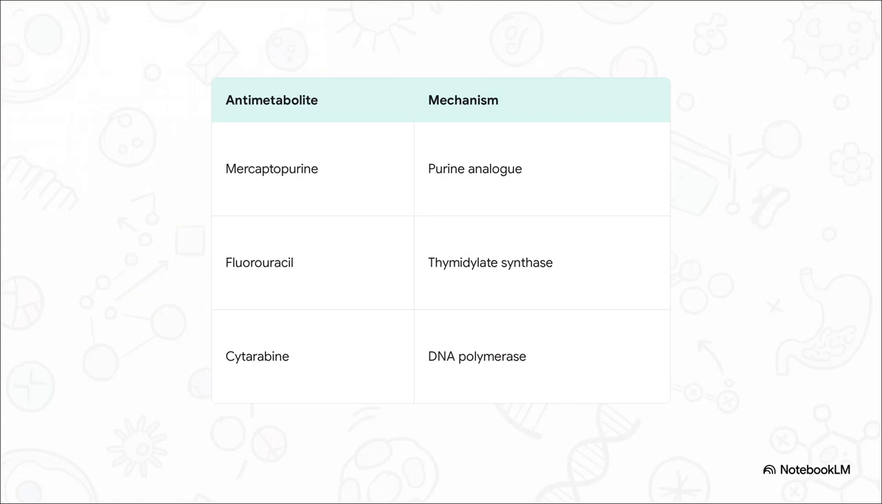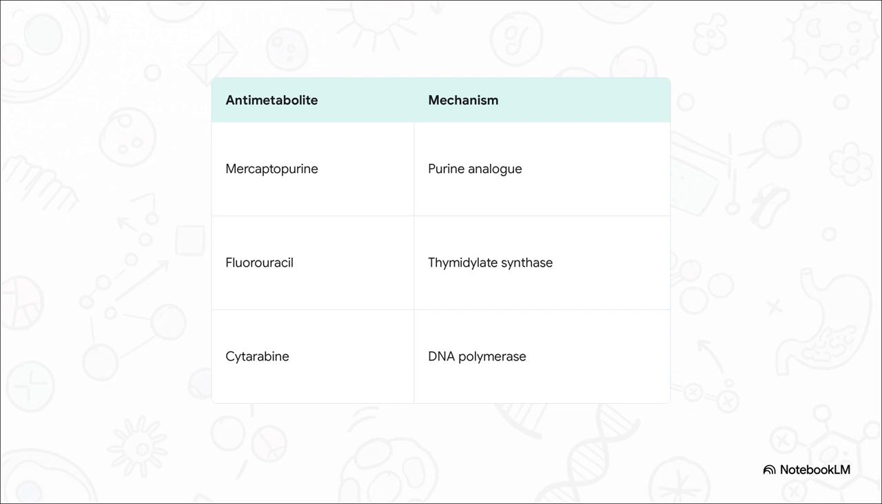But methotrexate isn't the only structural imposter. We also have mercaptopurine, a purine analog. The absolutely crucial takeaway here is that it's metabolized by xanthine oxidase. That means its toxicity is dangerously amplified if a patient is also taking allopurinol, which is a common gout medication.